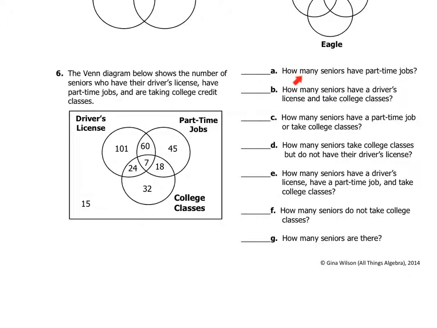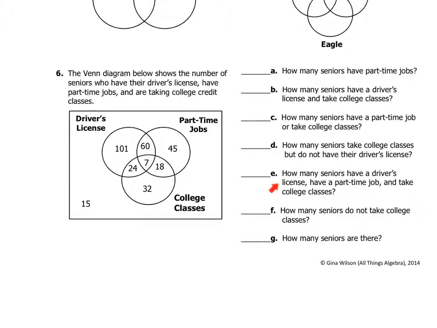A says how many seniors have part-time jobs? B, how many seniors have a driver's license and take college classes? Driver's license and college classes. C, how many seniors have a part-time job or, there's your hot word, part-time job or college classes? Letter D, how many seniors take college classes but do not have their driver's license?